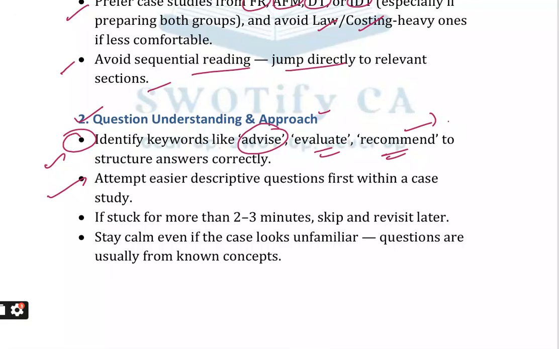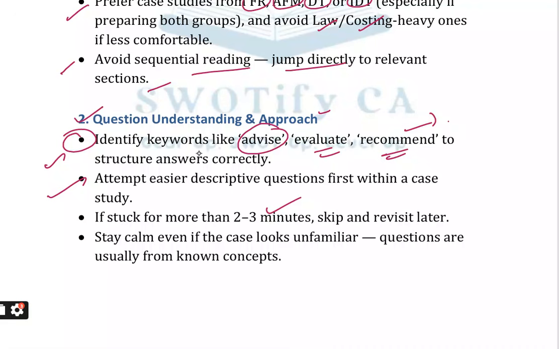Attempt the easier descriptive question first within a case study. If you are reading an entire case study and if you don't know the relevant answers, at least choose those direct questions. If there are direct questions, choose those and write them first instead of leaving the case study. If you are in that situation, and if you are stuck for 2 to 3 minutes, then skip that question. Don't sit on a single question, because you have to answer 4 case studies. If you are lagging on one single question, then it will cost you a paper.